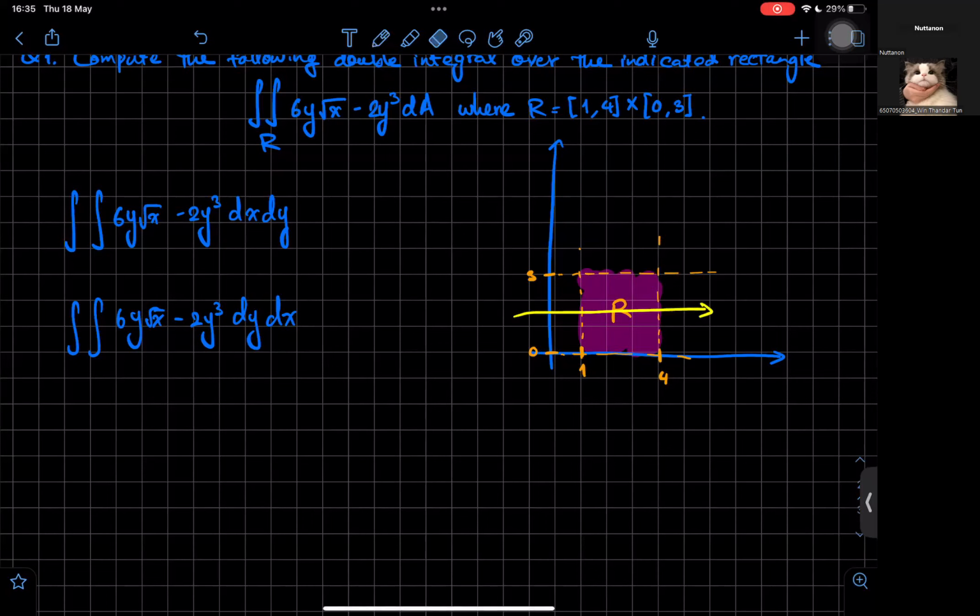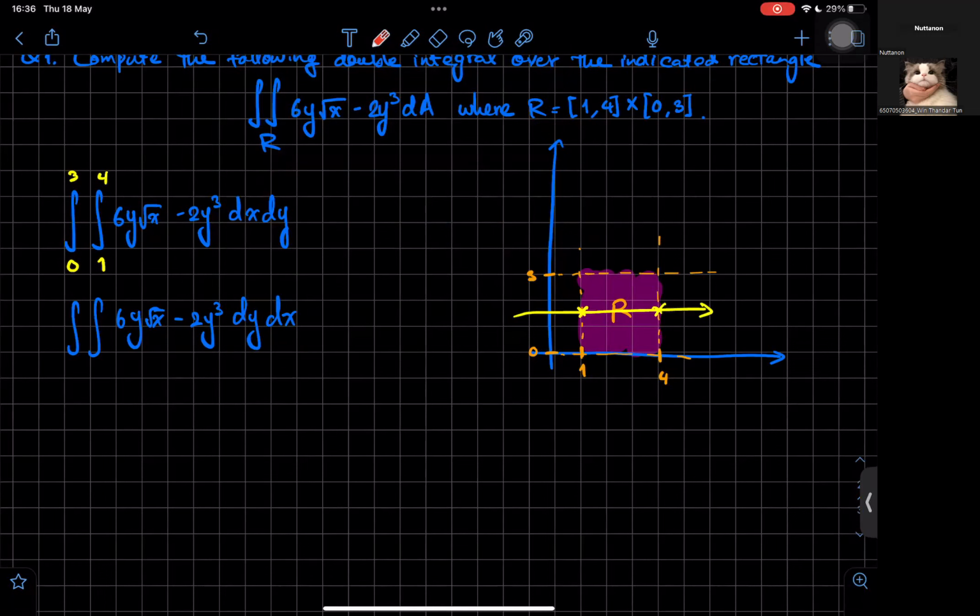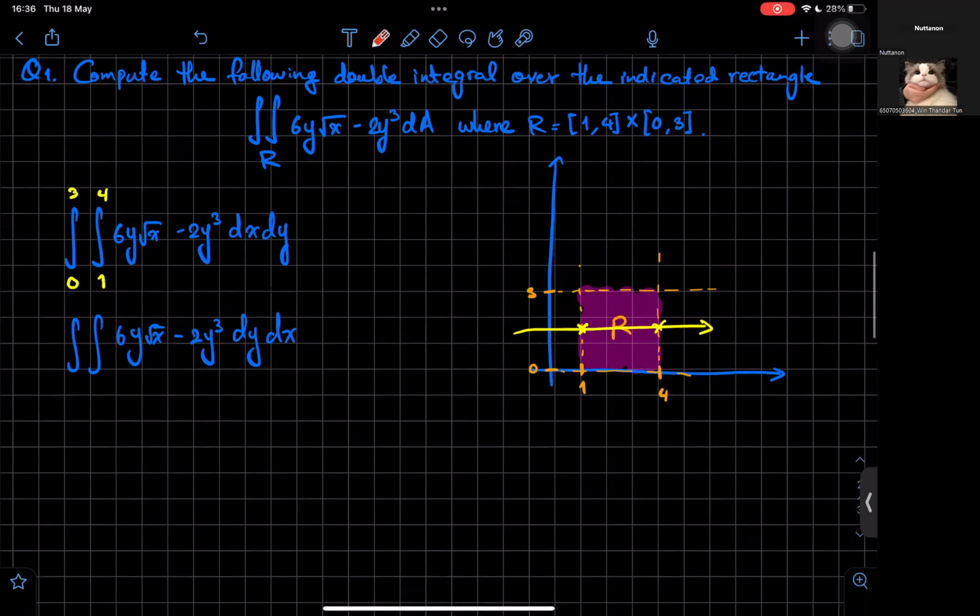And you can see that it passes this one first, and then this one. So that means the lower part of the integration will be the one that is passed first. So if it's dx, it will be 1 to 4, and then it integrates y from 0 to 3. In this case it's not that difficult. You don't have to do it like this, but you will find it handy when the region of integration is more complicated.